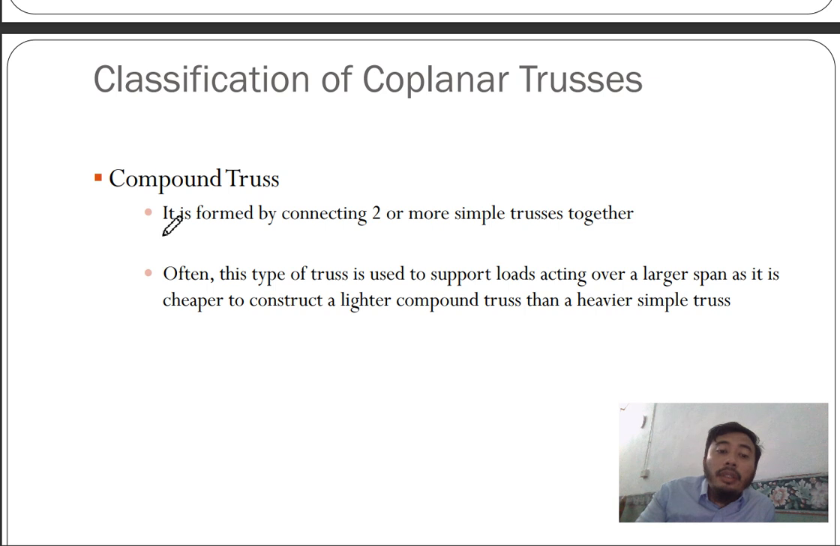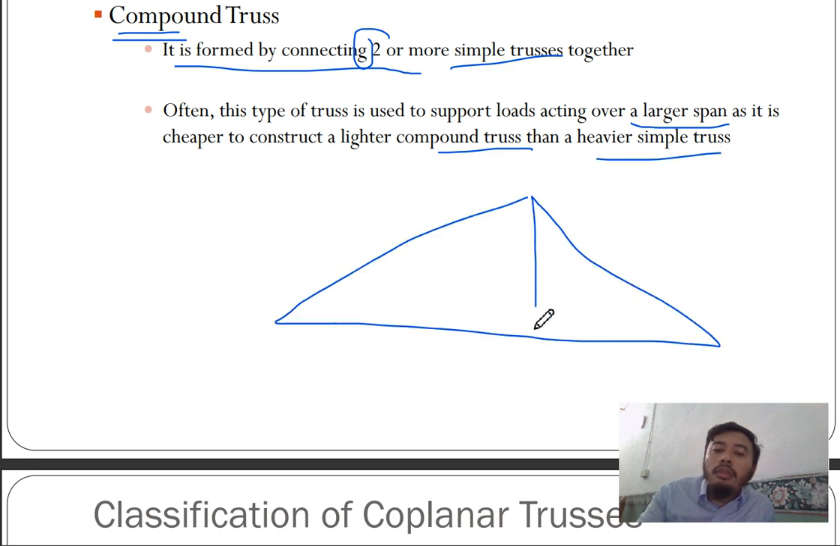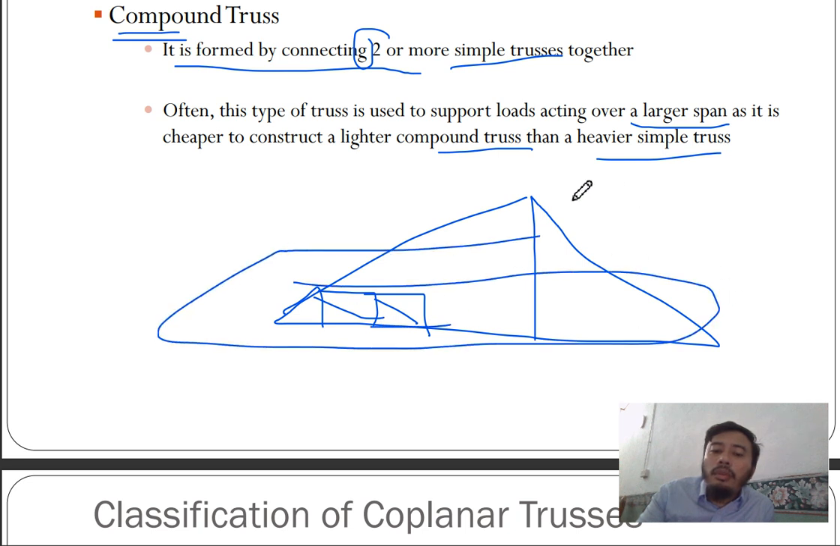A compound truss is a combination, as the name implies, compound, combine. It's formed by connecting two or more simple trusses. So you connect two triangles. Often this type of truss is used to support loads acting over a larger span, like a bridge, as it is cheaper to construct a lighter compound truss than a heavier simple truss. Rather than having a big triangle, it's better to have smaller triangles to become a whole truss unit. So the members will be smaller compared to a heavier simple truss. The size of a member of your truss.